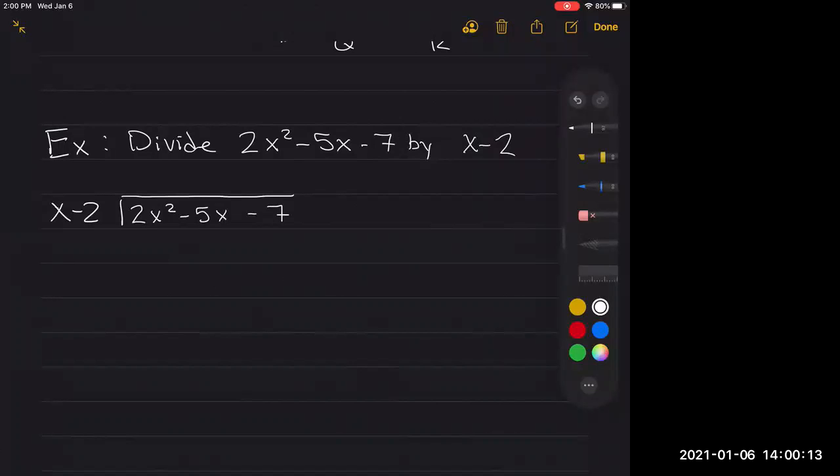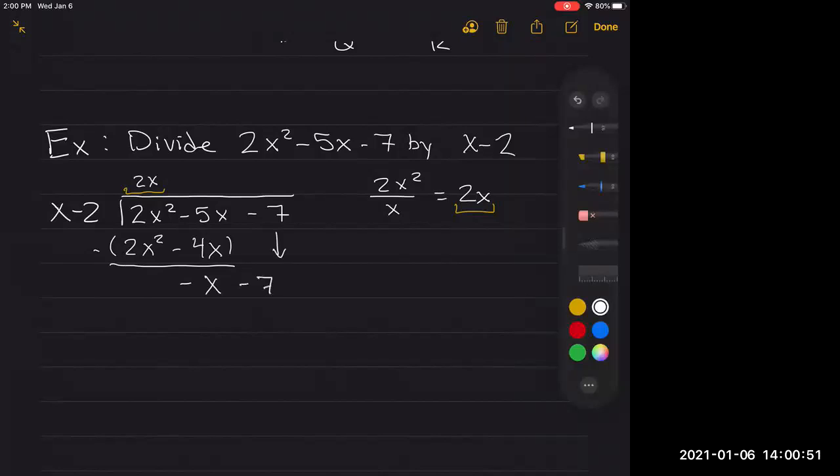So first we start by dividing our first term with the first term in our divisor. So we have 2x squared over x equals 2x. So we write this 2x in the first bracket. So we have a 2x. And then we multiply 2x by x minus 2. So we have a 2x squared minus 4x. And we subtract this whole thing. So with that, we get a minus x. And then we bring down the minus 7.